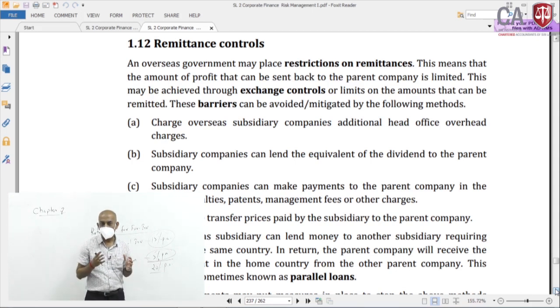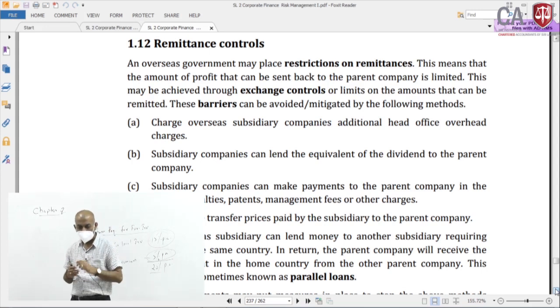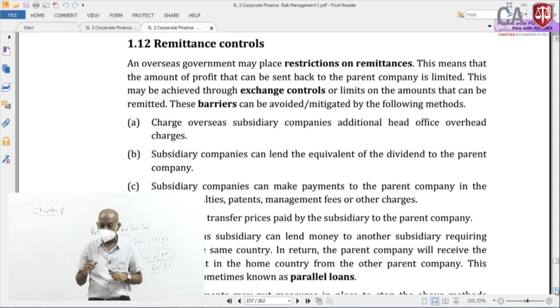But that country's government may restrict that you cannot transfer 100% of the profit out of the country. You can only remit 60%. 40% of the money you have to invest in the respective country. You can have a limitation like that. So the Sri Lankan company has to understand that you cannot bring 100% of the profits to Sri Lanka. There are restrictions. So this is something very important.